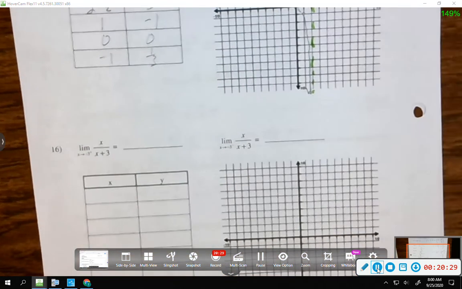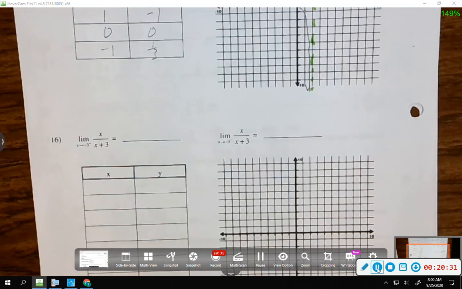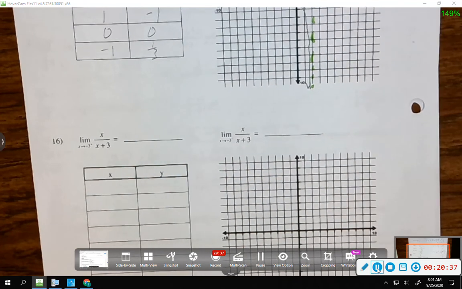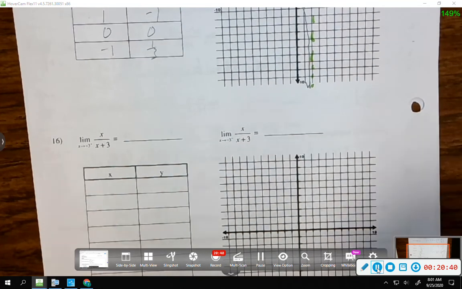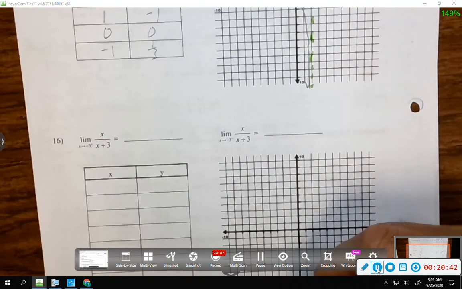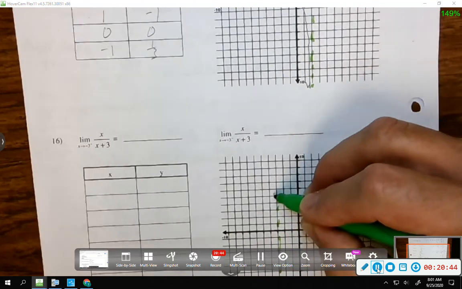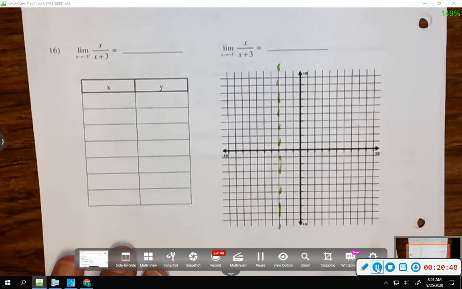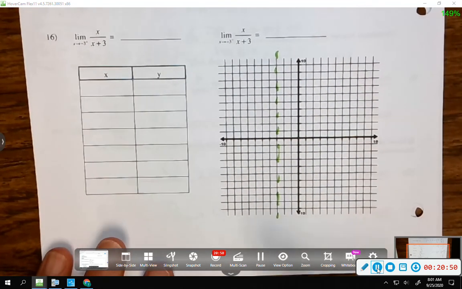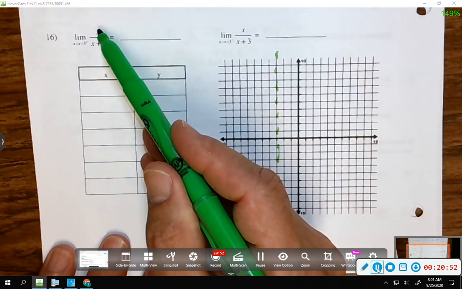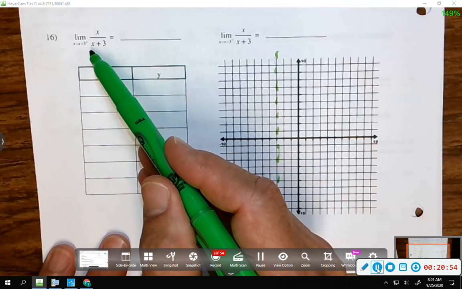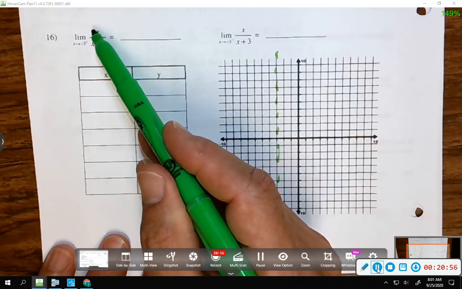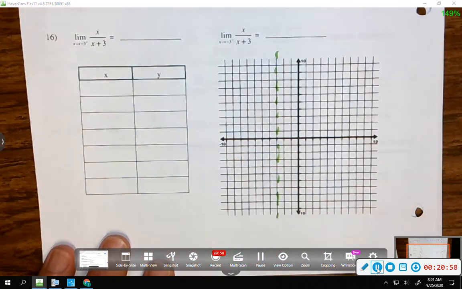Similar situation on this particular problem. We have a vertical asymptote at x equals negative 3. We have a horizontal asymptote, again, at y equals 1. The degree on top is 1. The degree in the denominator is 1. So look at the coefficients of those highest degree terms. 1 over 1 is 1.